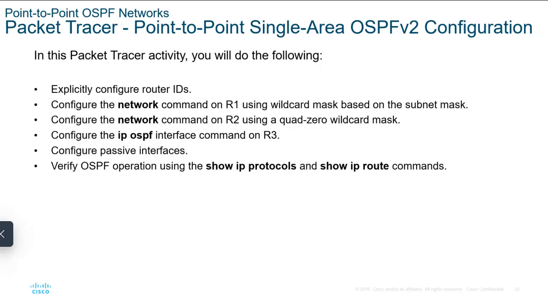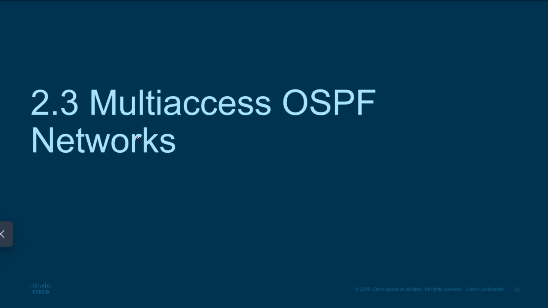Packet Tracer point-to-point single-area OSPF configuration. I will give you this Packet Tracer: configure the network type with ip ospf network, then passive interface, and verify the operation. Then multi-access OSPF network.